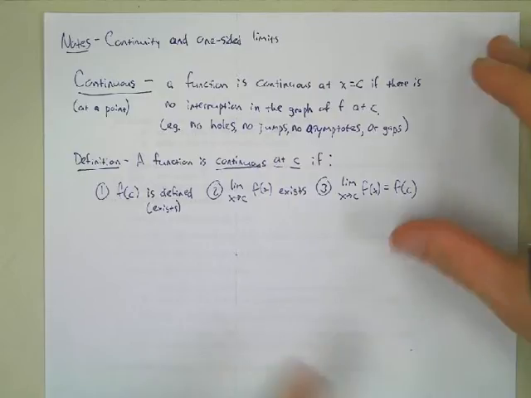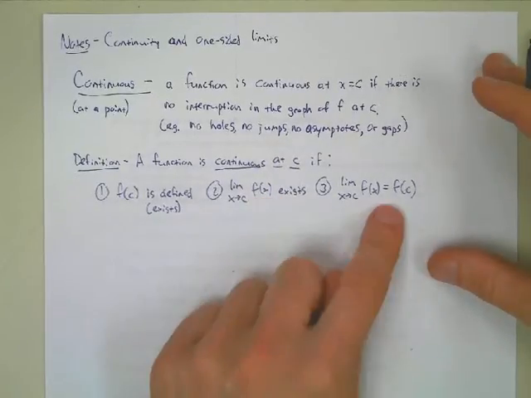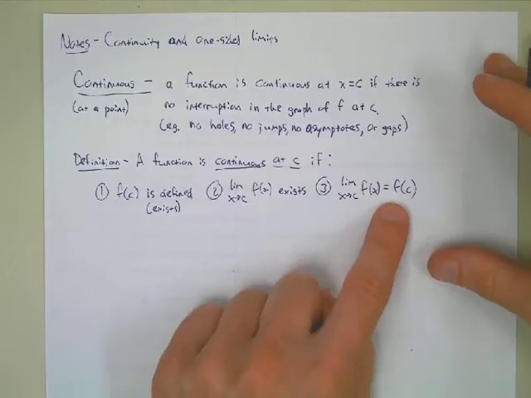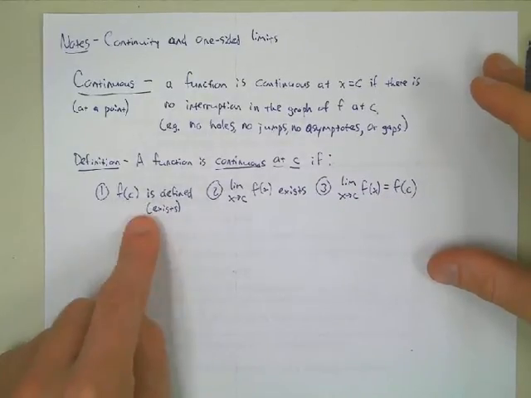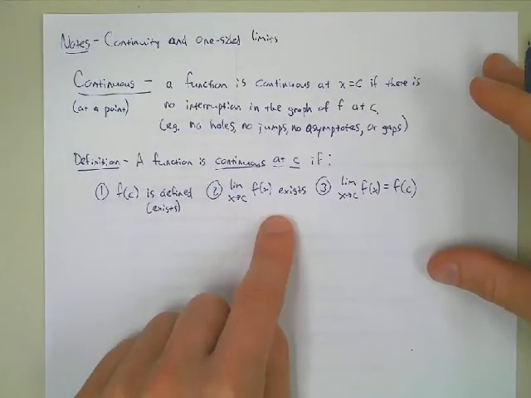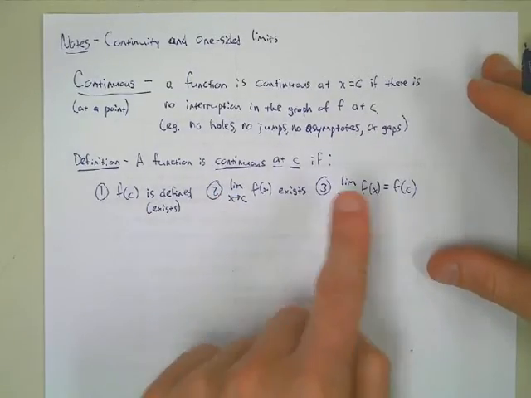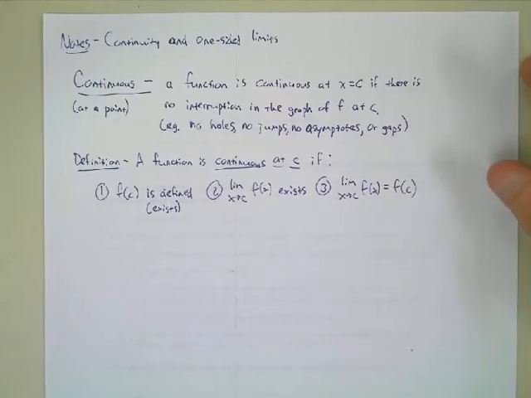So yes, the function can exist. Yes, the limit can exist, but this third one can still fail. They don't necessarily have to be the same thing. The function may go to a certain value at c, and the function may go to a certain value as you approach c, but they need to go to the same thing. You have to have all 3 of these properties together, and that would show that the function is continuous at that point c.